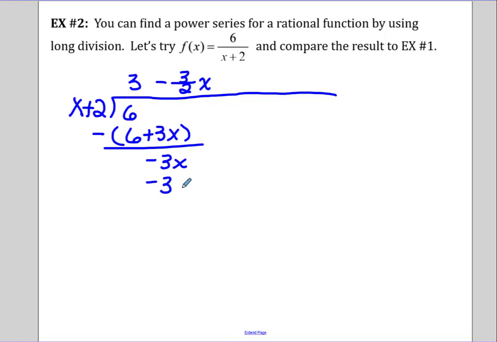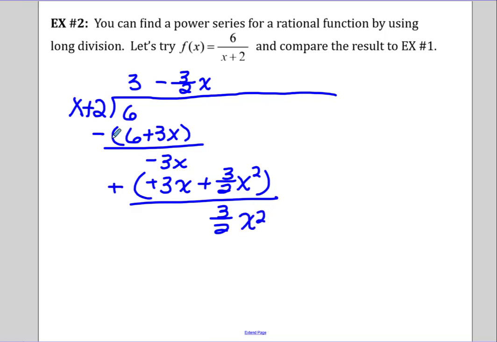negative 3x minus 3 over 2 x squared. And then subtracting that total would give us 3 over 2 x squared.